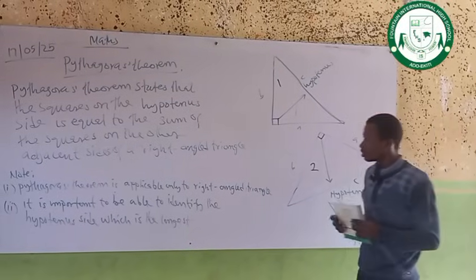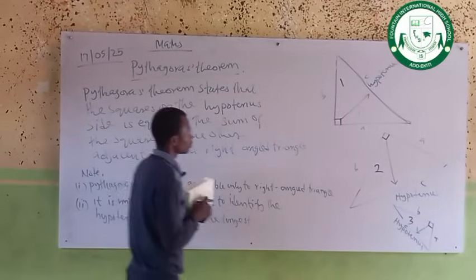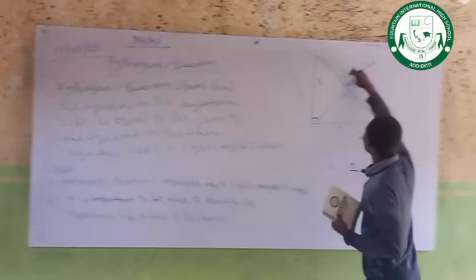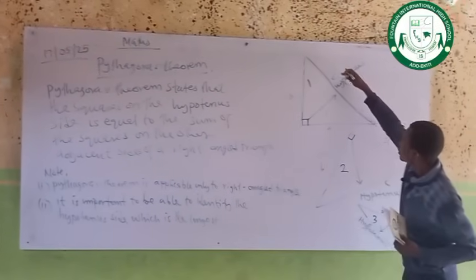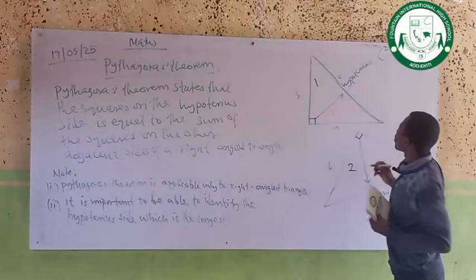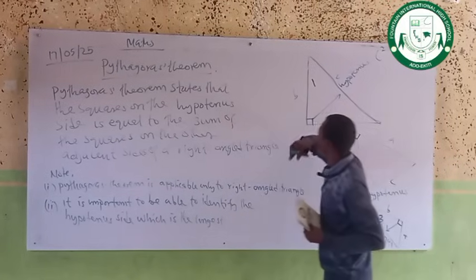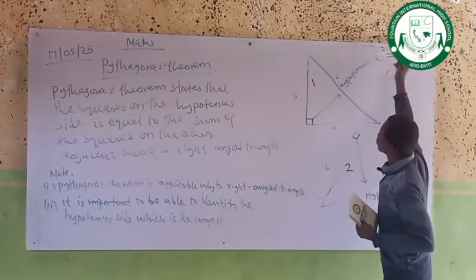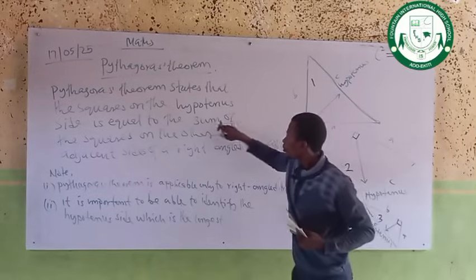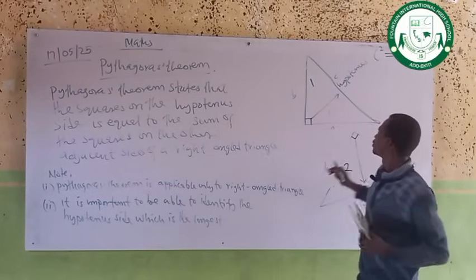Now let's come back to the theorem. The square on the hypotenuse, this is C, hypotenuse is C, the square on the hypotenuse, let me put it like this, is equal to the sum of the squares on the other adjacent sides.